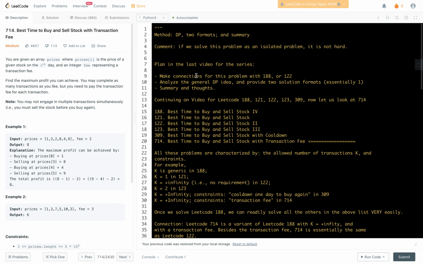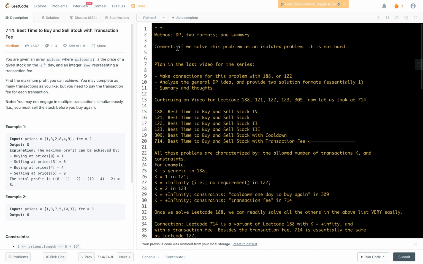So the plan for this last video of the series is the following. First, we're going to make connections between this problem and problem 188 or 122. And then we analyze the DP idea for this series and provide two solution formats, so essentially one. And finally, we give a summary and share some thoughts to end this video.